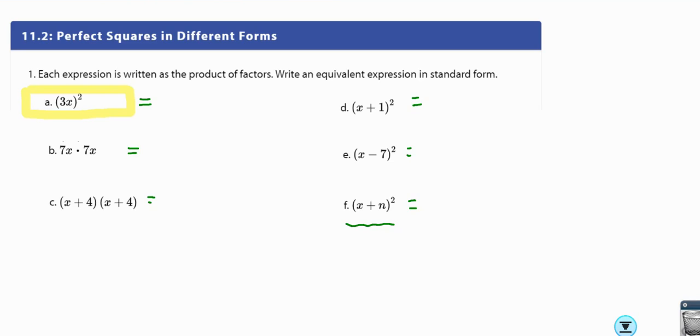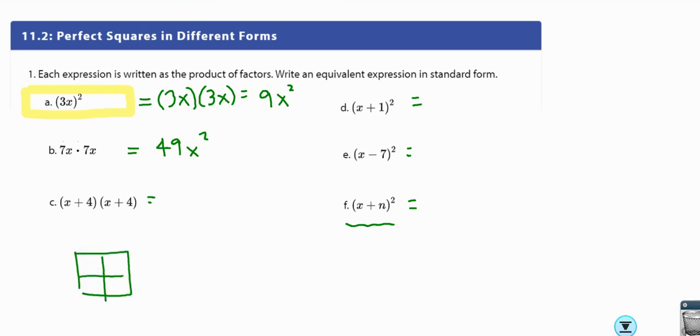Okay, so you should have already tried this. If I square 3x, we want to make sure that we're writing it out as 3x times 3x. So we get 9x squared. All right, the next one we get 49x squared. The third one, now you may have used box method, you may have used distributive property.